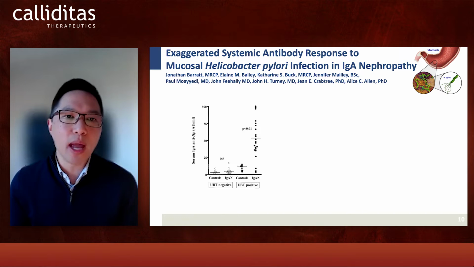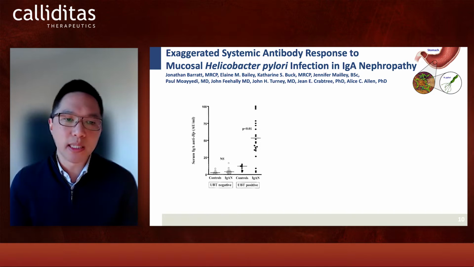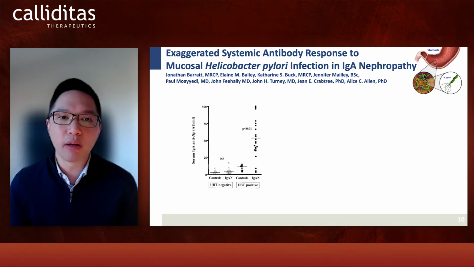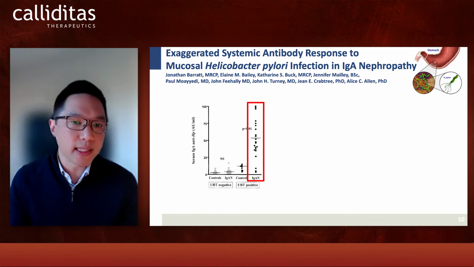And as you all know, H. pylori lives within the gastric mucosa, and it plays a key role in causing peptic ulcer disease. What they did in this study was identify patients with active H. pylori infection by doing urea breath tests and look at the IgA responses against H. pylori. What they found was that in IgA nephropathy patients, there were far higher levels of IgA against H. pylori compared to healthy subjects who were equally infected.